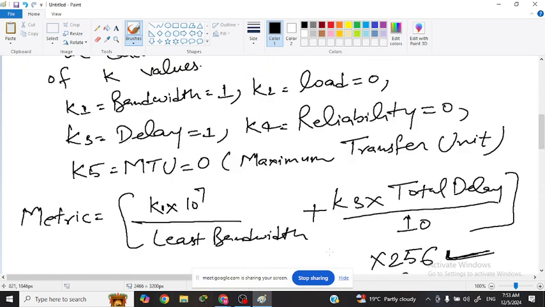It means bandwidth and delay will be fixed. Suppose you are using a gig link, then bandwidth will be 10 to the power 6 and delay will be 10. But load, reliability, and MTU can vary. So these both are fixed for each and every interface. If it's an Ethernet interface, then bandwidth will be 10 to the power 4 and delay will be 1000. But these values can vary. Load can vary, reliability can vary, MTU can vary.